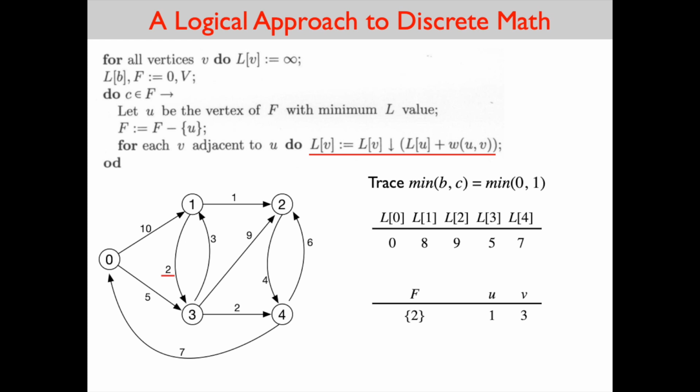So now we have terminated the for loop. We go back to the outer loop as shown here. C is 1. Oh, wait a minute. C is no longer in F. So therefore the complete algorithm terminates. We terminate the outer loop. And the result is the value of L sub 1 is 8, because what we were computing was min 0, 1, which was the cost of the minimum path from vertex 0 to vertex 1.